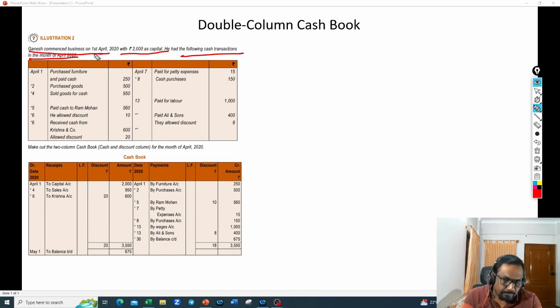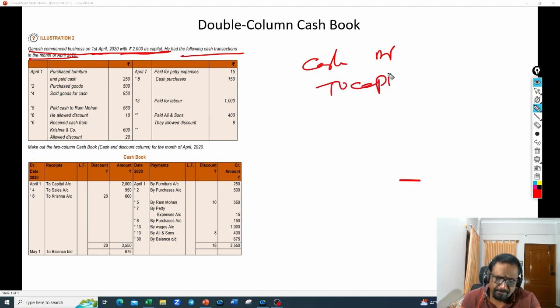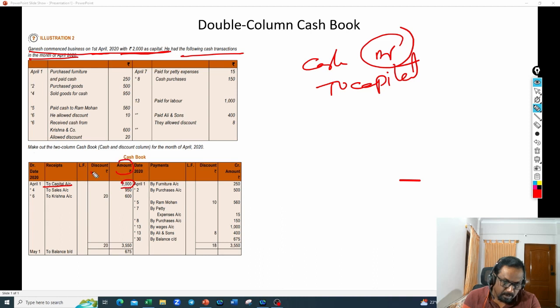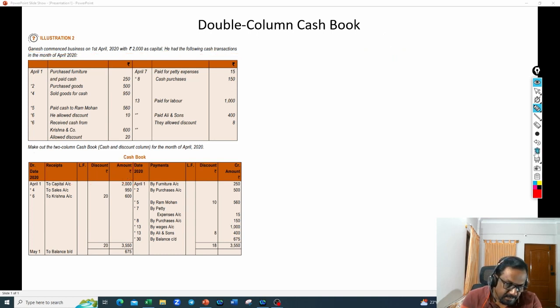So he started business with 2000 capital. What entry do we write when he started the business? Cash account debit, as cash comes into the business, to capital account. So debit side, to capital. The 2000 has to be kept in the amount column, not in the discount column. This is not discount. Clear?